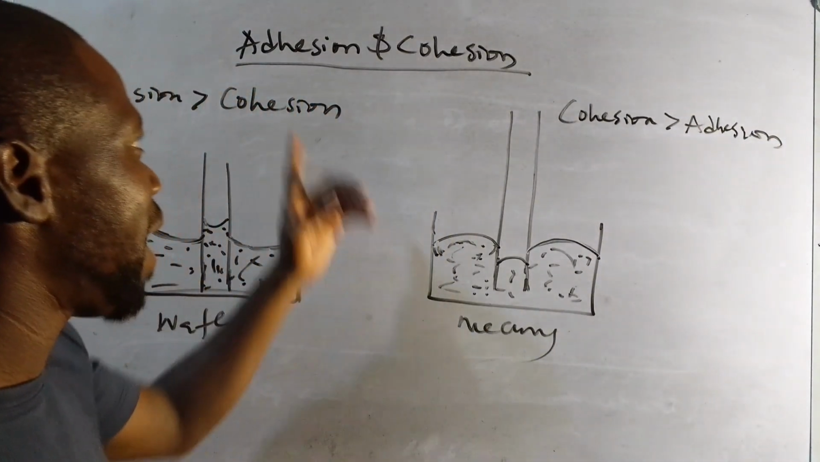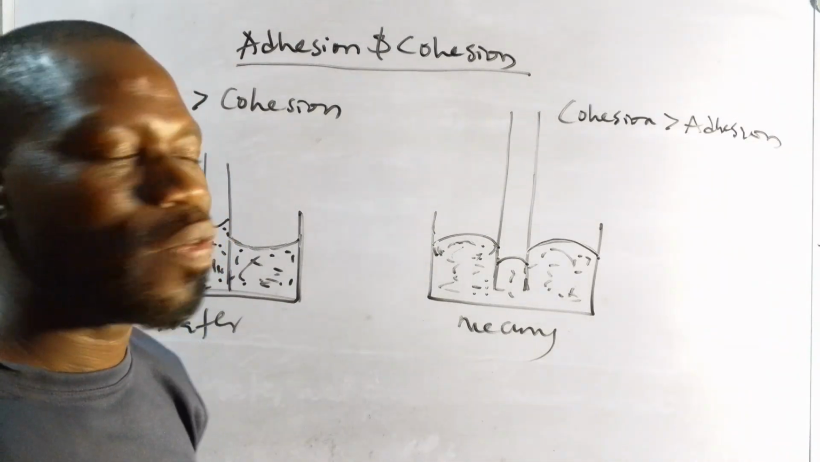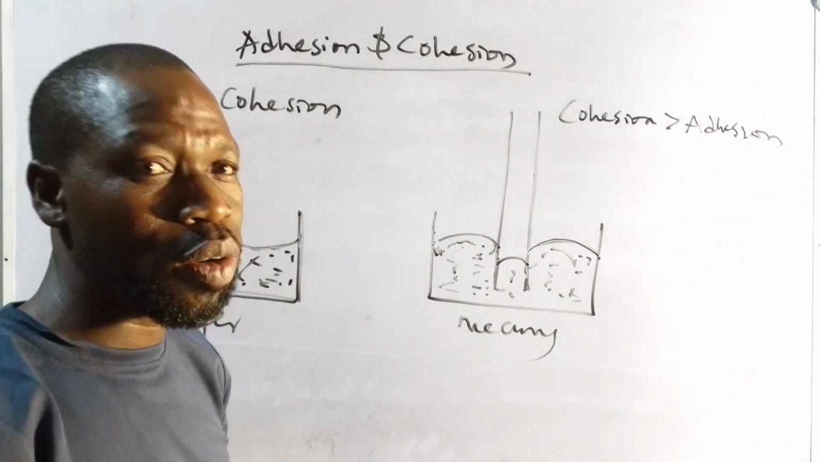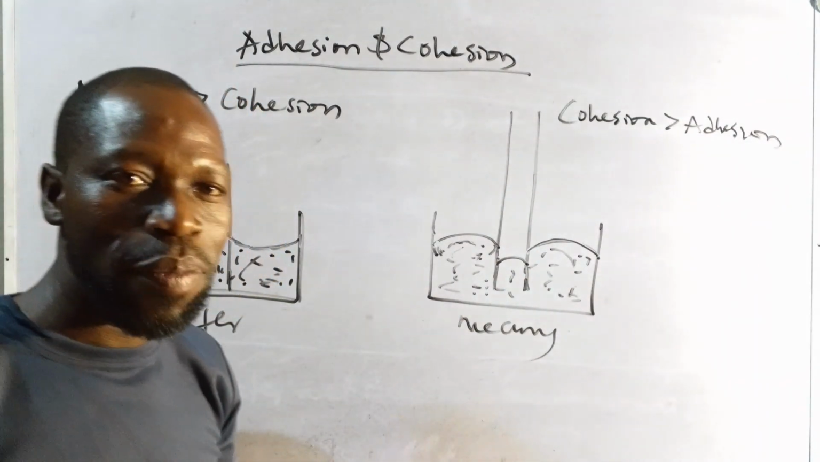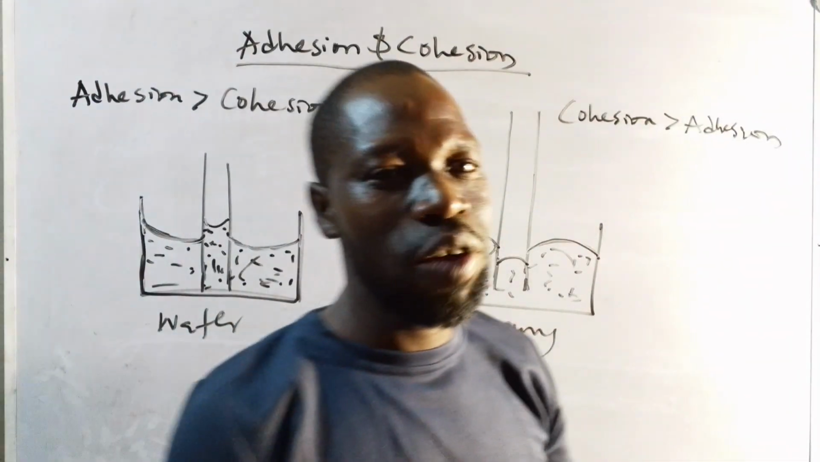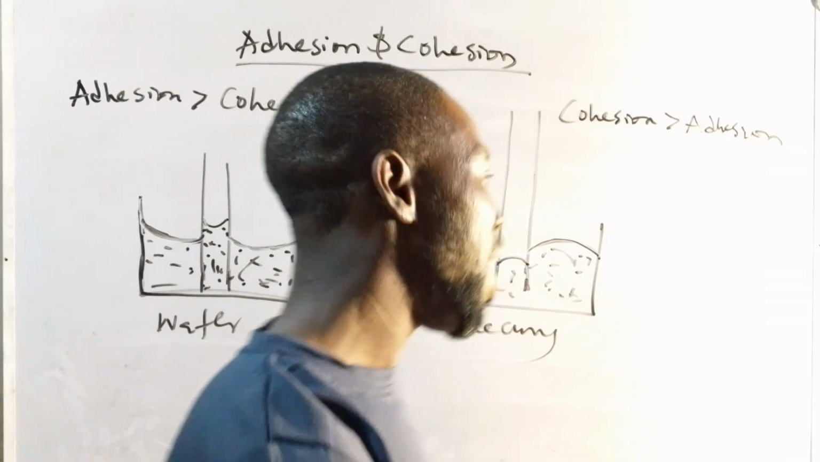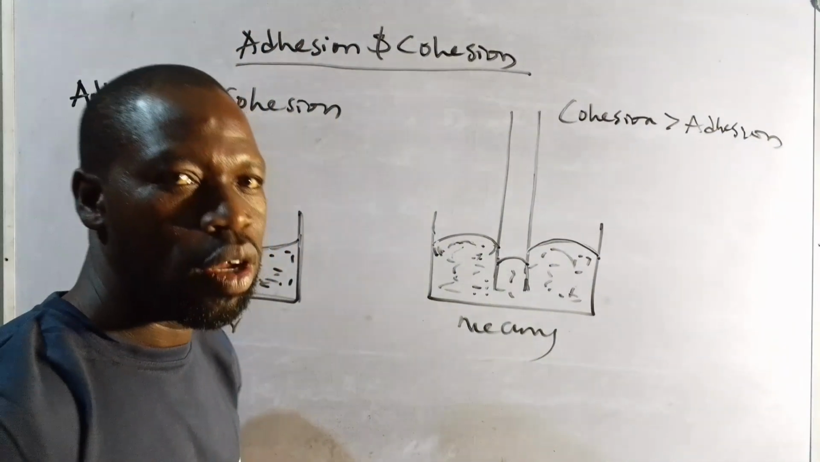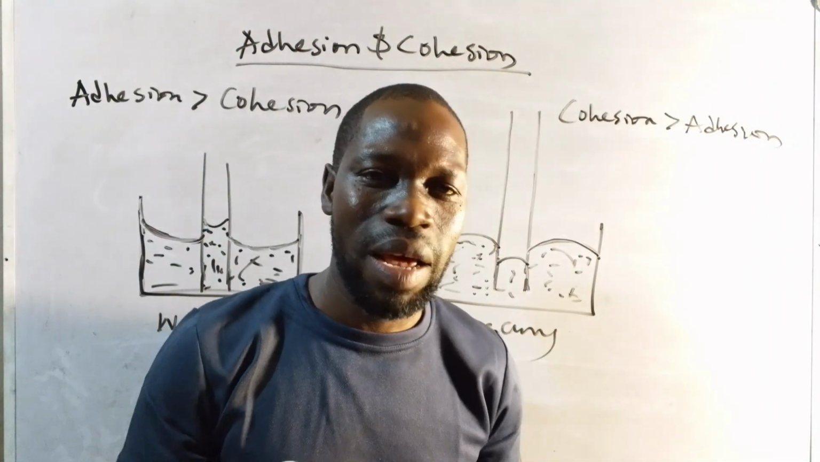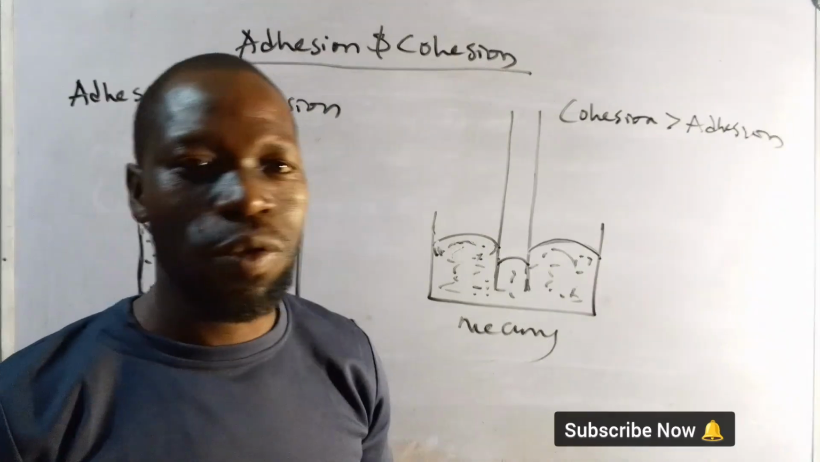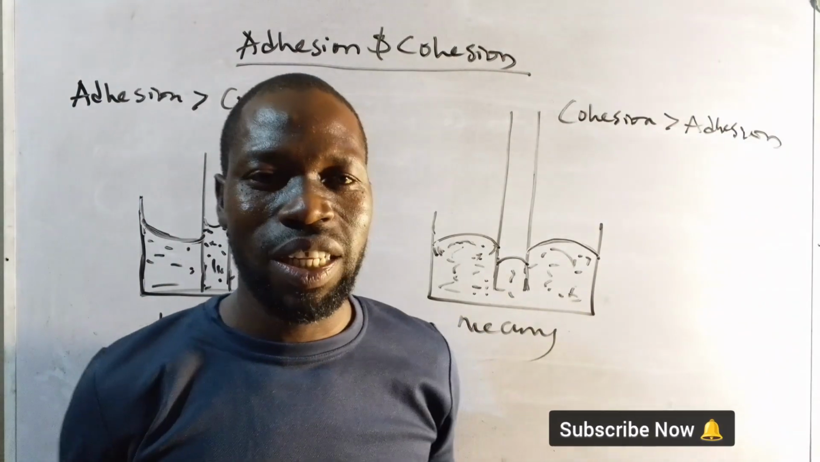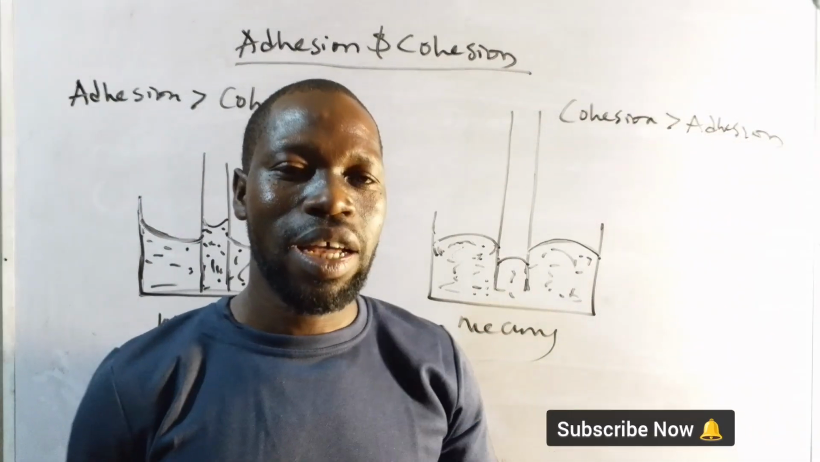Now remember we said adhesion is force of attraction between molecules of different substances, cohesion is force of attraction between molecules of the same substances, and capillarity is ability of a liquid to rise or fall in a capillary tube, in a narrow tube called the capillary tube. All right, with this, I hope and I believe you know what is adhesion, cohesion, why water wets glass and mercury does not wet glass, and some other things like capillarity.